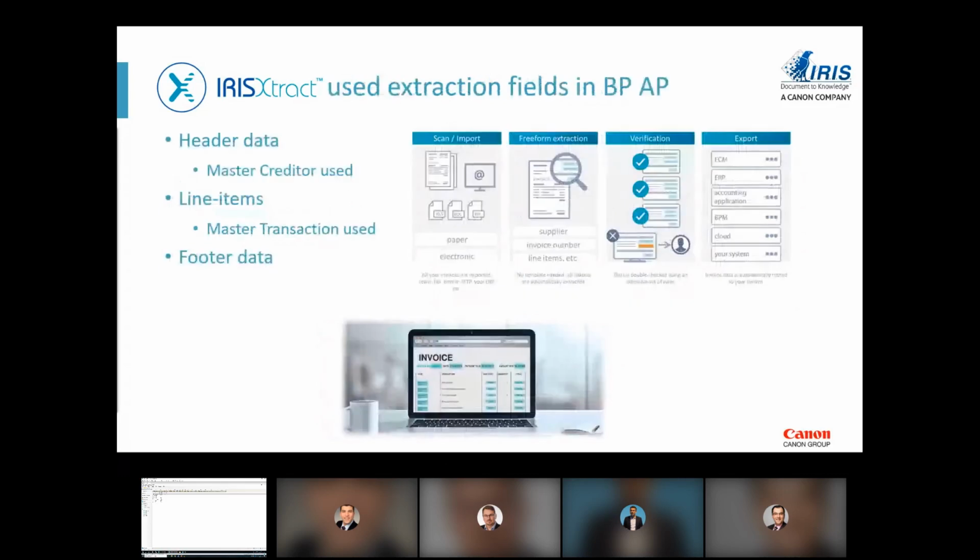So looking at the already available business pack accounts payable, you will find quite a number of segments we are already trying to extract out of the standard. We're looking for header data, line items, and footer data. Even more, you will find that within this project we are using some master data to align our search with the information coming from the leading system.